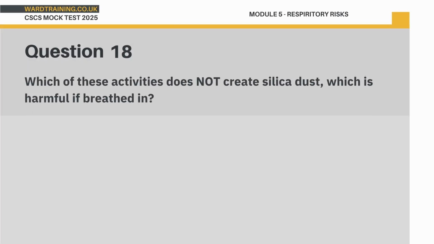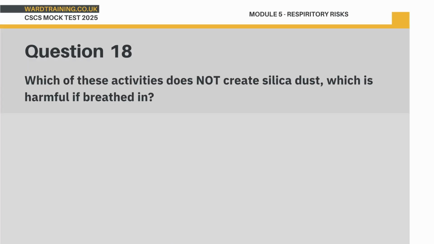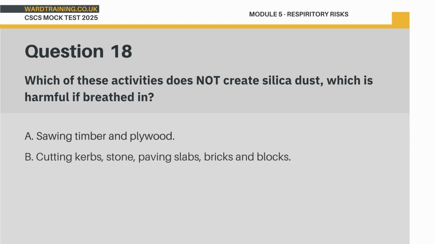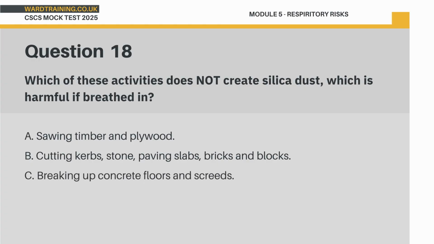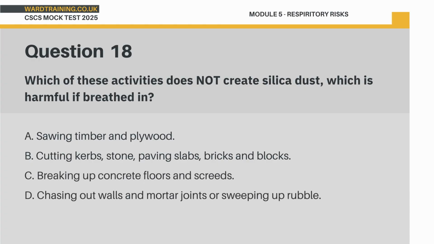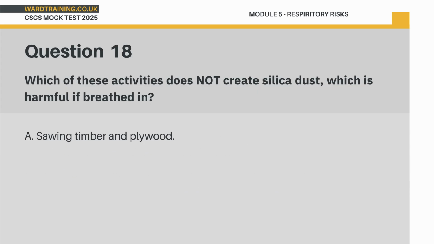Question 18. Which of these activities does not create silica dust, which is harmful if breathed in? A. Sawing timber and plywood. B. Cutting curbs, stone, paving slabs, bricks and blocks. C. Breaking up concrete floors and screeds. D. Chasing out walls and mortar joints or sweeping up rubble. The correct answer is A. Sawing timber and plywood.